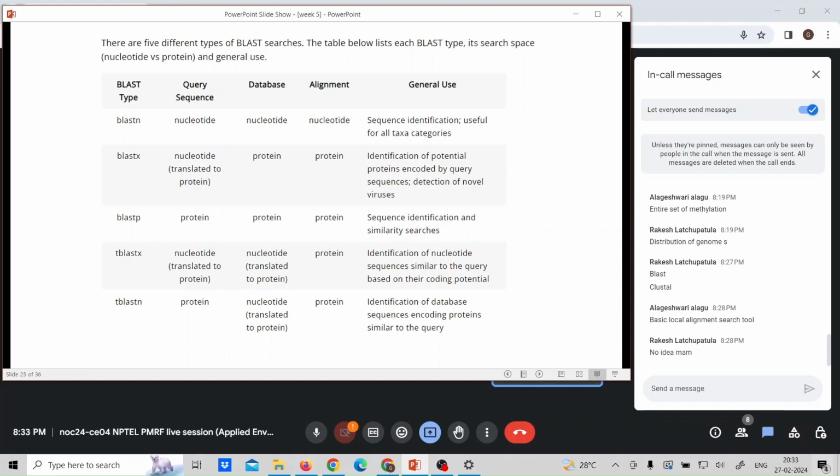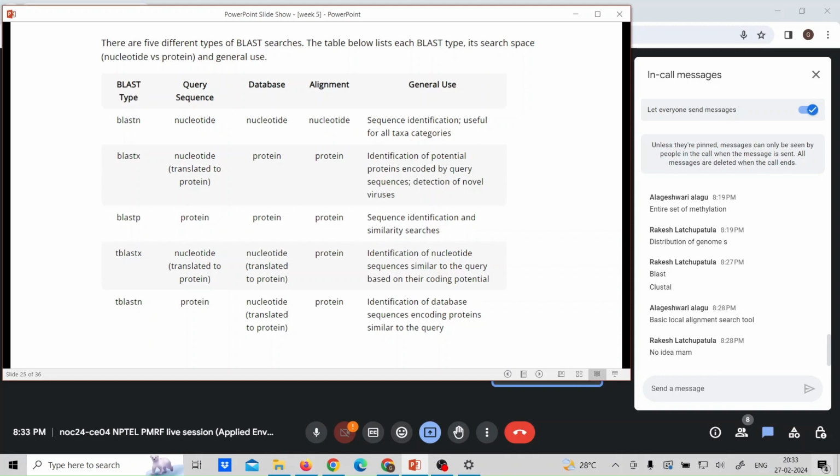Next is BLASTP. BLASTN and BLASTP are very simple. In BLASTP, I'm going to give a protein sequence. It is going to be compared or searched against other protein sequences that are present in the database, and this is used for sequence identification and similarity searches.